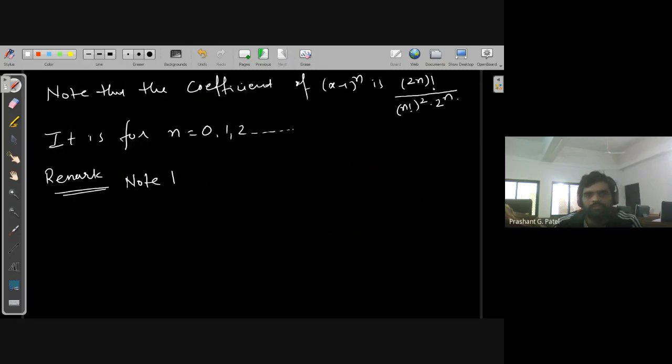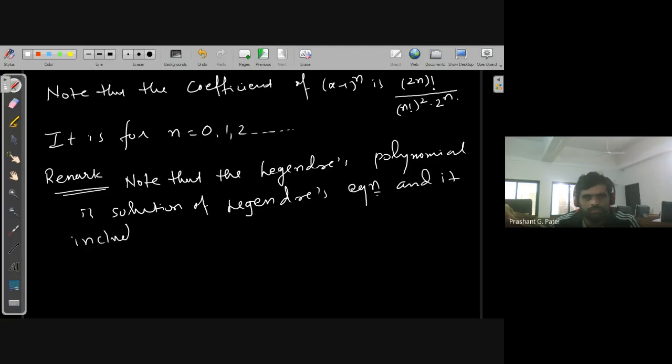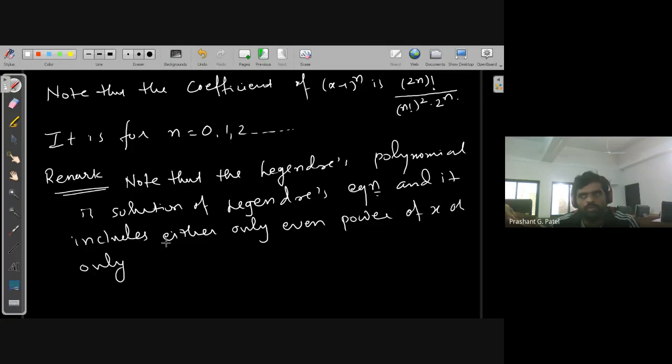Note that the Legendre polynomial is the solution of Legendre equation, and it includes either only even power of x or only odd power of x.